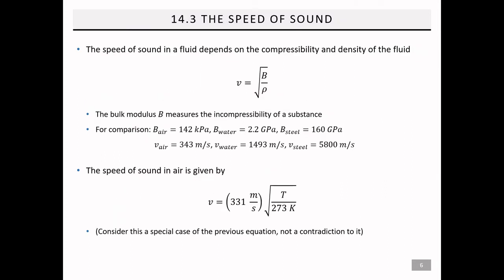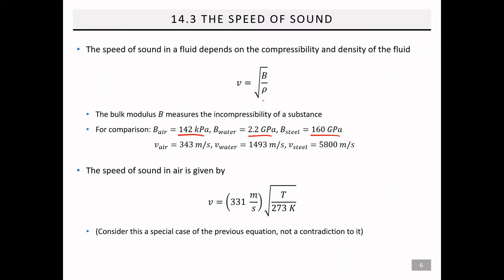The speed at which sound can propagate through a fluid depends on two properties of the fluid. So the speed v is equal to the square root of capital B over rho. Capital B is called the bulk modulus, and this measures how much a substance is incompressible. So air, for instance, has a relatively low bulk modulus at 142 kilopascals, water is relatively high at 2.2 gigapascals, and steel is even higher at 160 GPa. So this tells us that air is fairly compressible while steel is very much not compressible.